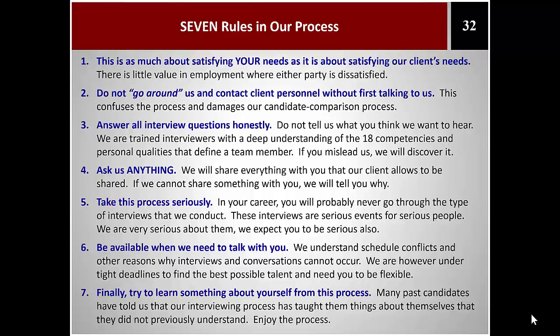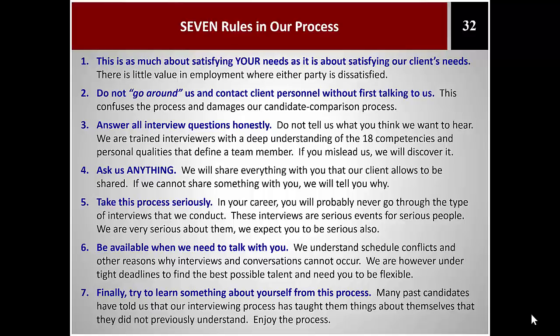Third rule, answer all interview questions that we ask you, and the client as well, honestly. Do not tell us what you think we want to hear. Set the personal brand aside. Set the marketing image you're trying to create for yourself aside and just answer the questions honestly. Do the best you can. If you mislead us, we're going to discover it more than likely anyway.